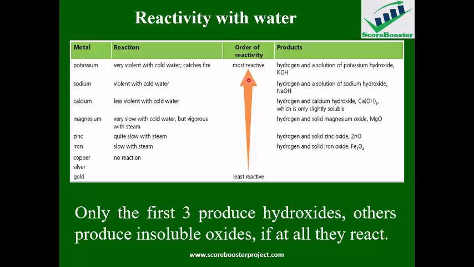What this is trying to say is, gold is not reactive. Silver is not reactive. Copper is reactive, but far, far slower than what we can imagine. So these are telling us how reactive all those elements are, from the least, that is gold, to the most, that is potassium. Only the first 3 produce hydroxides, others produce insoluble oxides. That is, even if they react at all, they produce insoluble oxides.